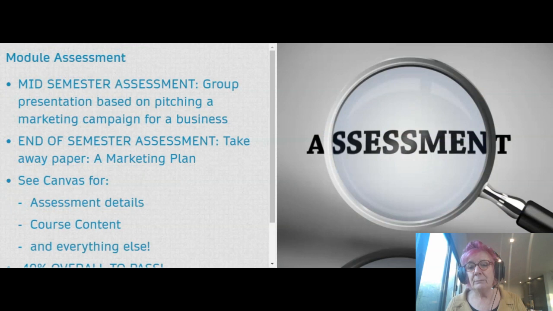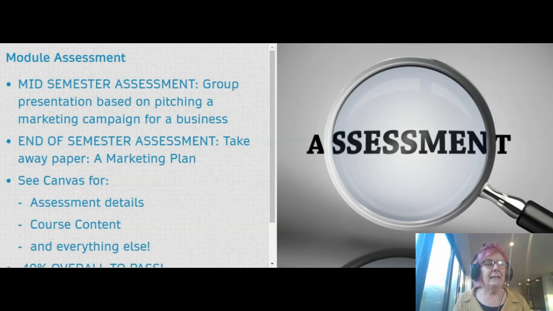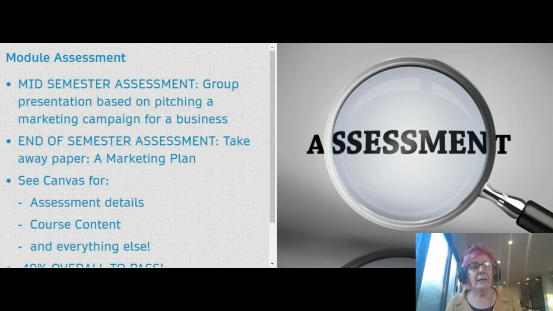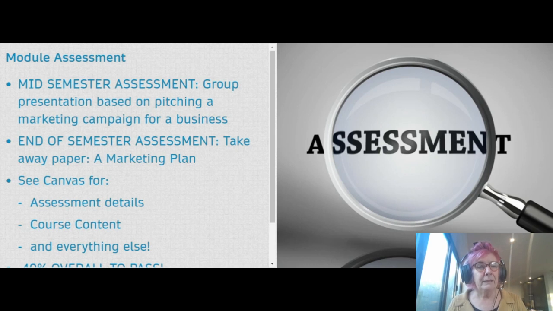How is this going to work in this module? Well, one thing that we're always keen to know about is an assessment. And in this module, there are two assessments. The mid-semester assessment is a group presentation. So you'll be working with probably 3 other students to prepare a presentation where you will pitch a marketing campaign for a business. And then at the end of semester, there is an individual assessment, a takeaway paper, which is a marketing plan. You can see all the details about both of these assessments on Canvas, and also the course content and everything else, of course.